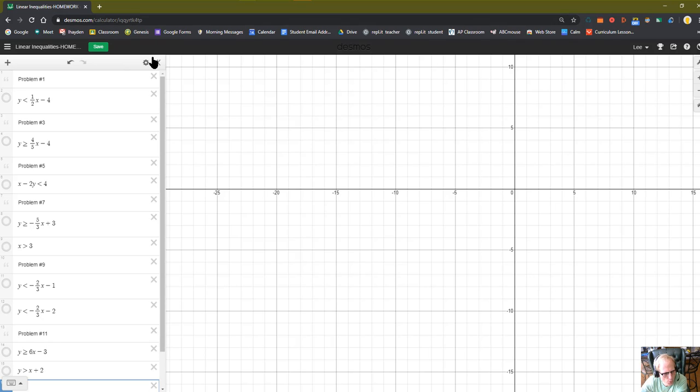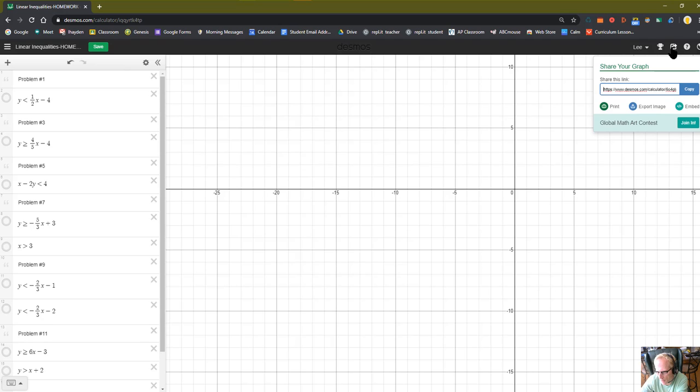So after you do the homework for Thursday, today's Tuesday, then you should save it and then click the share graph or the share button icon in the upper right hand corner, which is the square with the arrow in it, and then copy the hyperlink, and then I would like you to submit that in Google Classroom if you can.